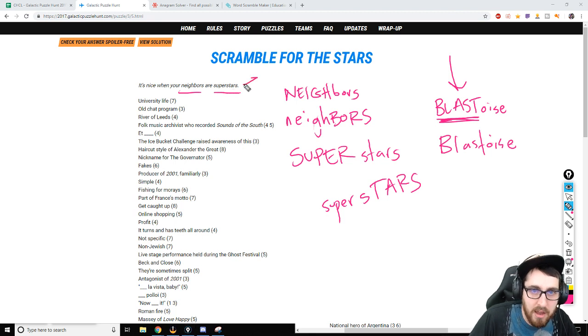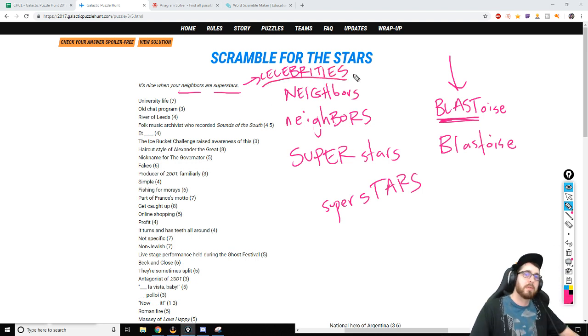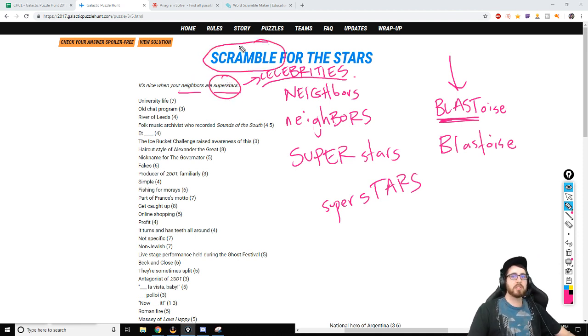Superstars. You know, we're looking at either celebrities. Right? Which makes sense. So celebrities. So this is something else. I think celebrities is used in some way, shape, or form. Superstars. Scramble for the Stars. Why is it called Scramble for the Stars? This title is also a clue. The titles have been clues in like all of these.